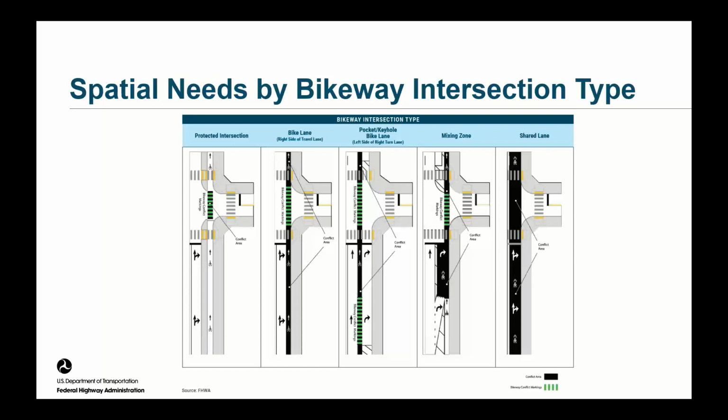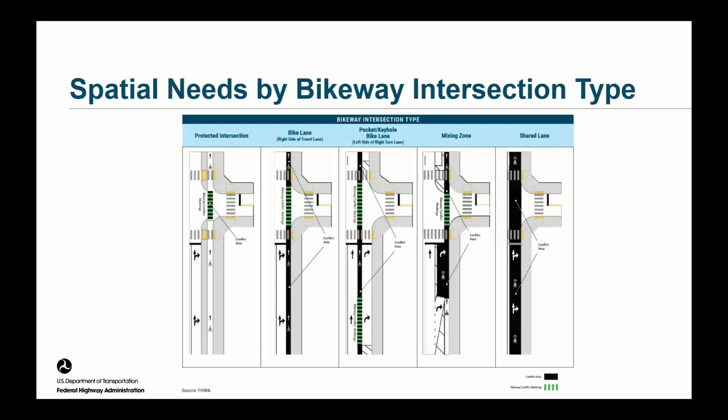There's the protected intersection, your traditional or conventional bike lane, a pocket or keyhole bike lane, which really divides the designated right and through lane, or splits between them, a mixing zone, and then a shared lane. The colors that you're seeing, the darkest area, is the conflict area, or the area that really represents exposure.